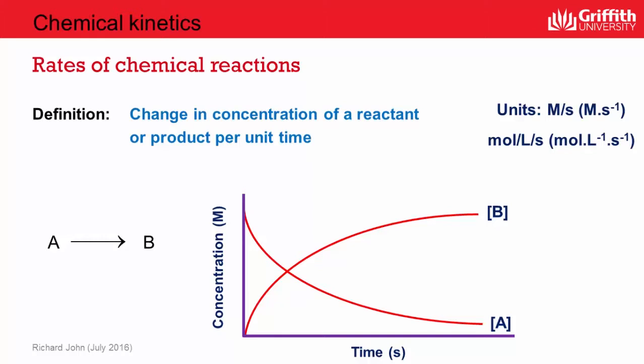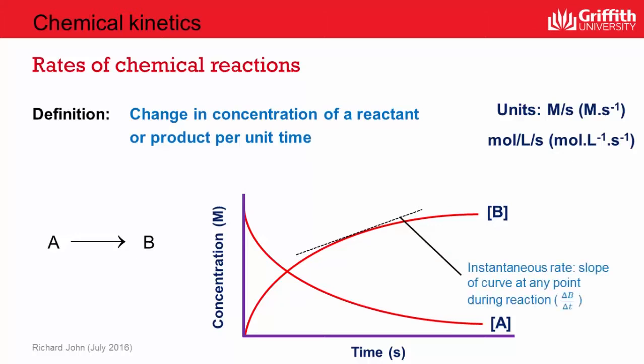The rate of reaction for this reaction can be determined from the slope of these curves at any point during the reaction, and this is known as the instantaneous rate, and is determined by calculating the slope of the tangent and by considering the change in concentration of a reactant or product divided by the change in time. And we use the Greek capital delta to indicate a change in concentration, delta B, and a change in time, delta t.